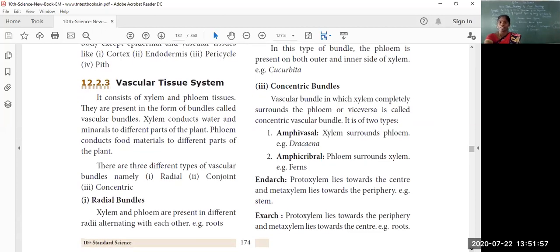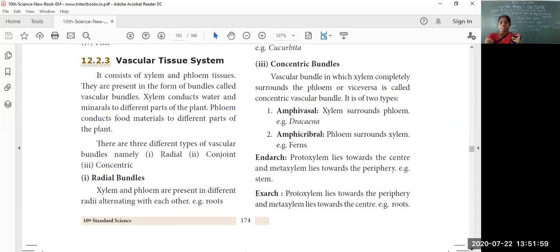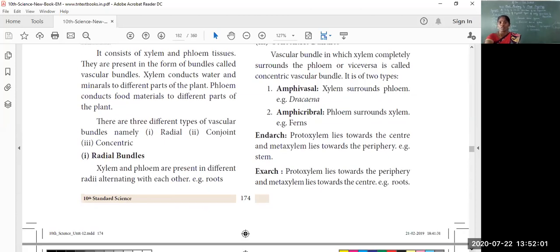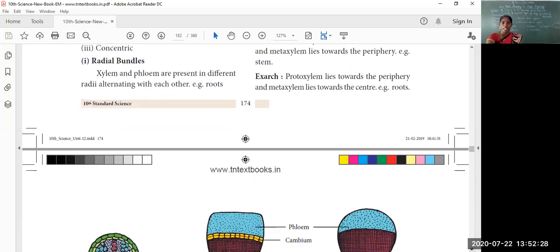For example, ferns. You may know the terms endarch and exarch. In endarch, protoxylem lies towards the center, which is primitive, and metaxylem lies towards the periphery. Example, stem. This type of arrangement is present only in the stem. Next one, exarch. Protoxylem is present in the periphery and metaxylem in the center. For example, roots. So you may see the diagram.